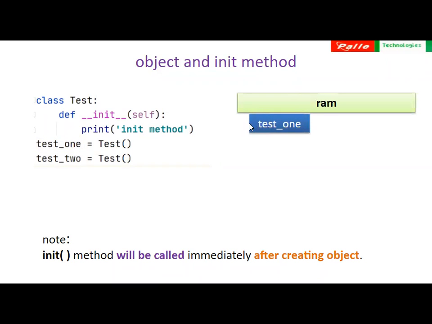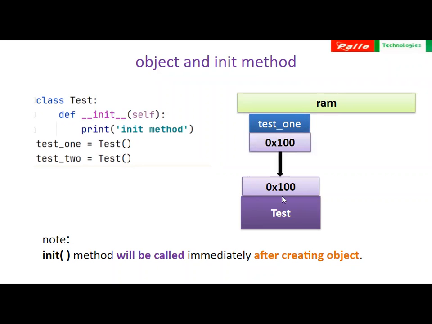First of all, this variable will be created. After the variable, the object will be created. After the object is created, it will give some address. After the address, it will store the address inside this variable, and then it will point. Once this operation is completed internally, it will automatically call the init method.